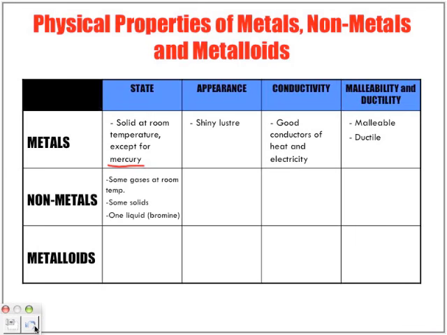Nonmetals: there are some that are gases at room temperature, some are solids, and only one of them, bromine, is the only liquid nonmetal. Their appearance is not very shiny, oftentimes very dull. They are poor conductors of heat and electricity, so they would not be used to allow the flow of a current. In terms of malleability and ductility, they are very brittle, right?